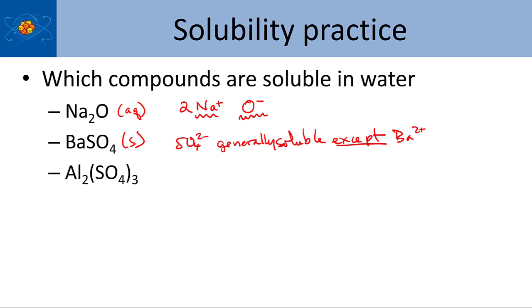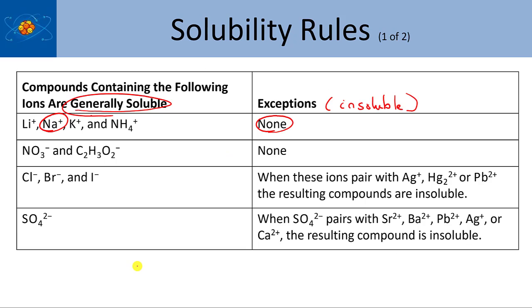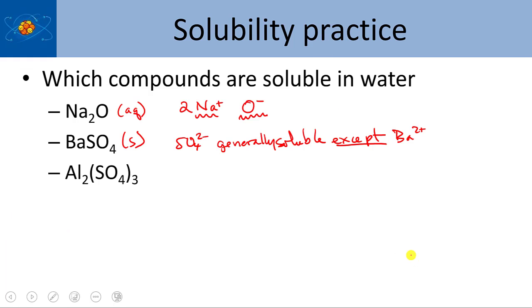So when you look up barium sulfate, you'll notice that barium's not in this list, but sulfate is here. It's generally soluble, but when it pairs with barium, it's insoluble. So its state would be solid. That's where this came from. And then I wrote sulfate, generally soluble except barium. I didn't write all the other exceptions, just the one particular for this problem. So go ahead and do the same thing with aluminum sulfate.